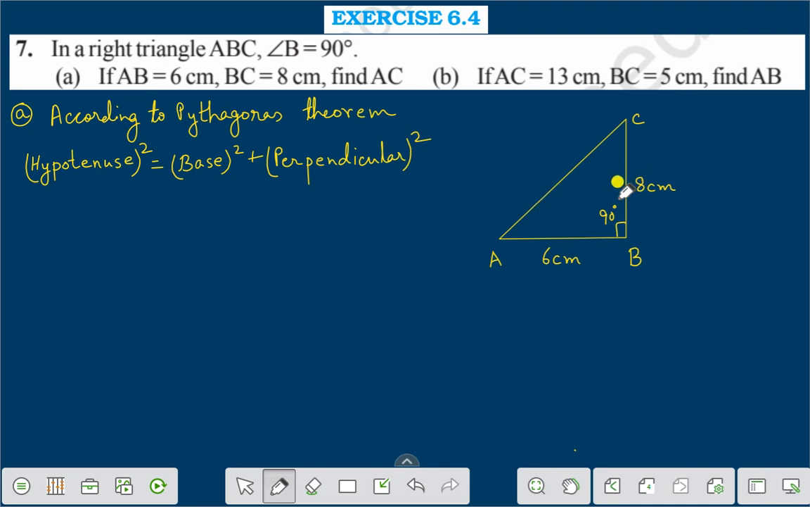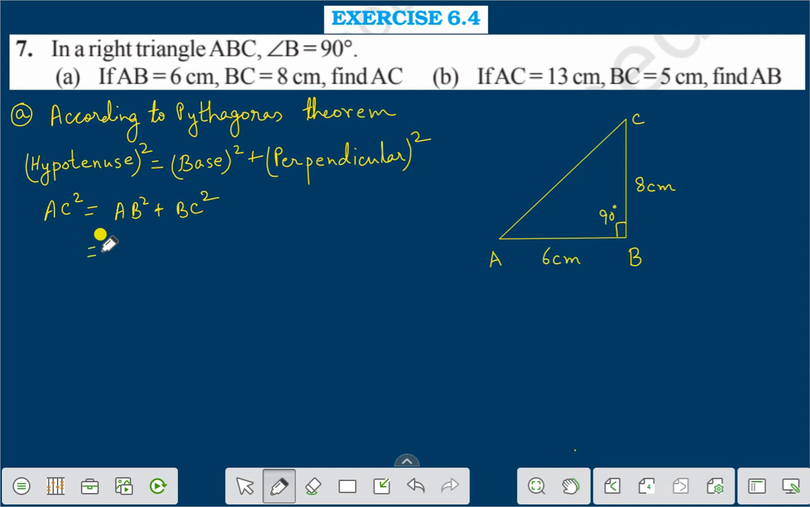In this triangle ABC, AC is the hypotenuse, AB is the base, and BC is the perpendicular. Therefore, we can write AC square is equal to AB square plus BC square.